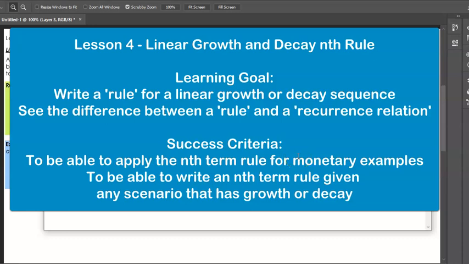This is lesson 4, linear growth and decay, nth term rule. The learning goal is to write a rule for a linear growth or decay sequence, and to also see the difference between what a rule is and what a recurrence relation is. The success criteria is to be able to apply the nth term rule for monetary examples, and to be able to write an nth term rule given any scenario that has growth or decay.